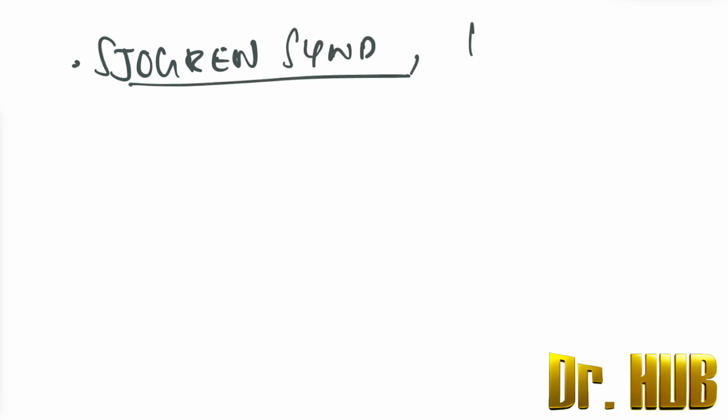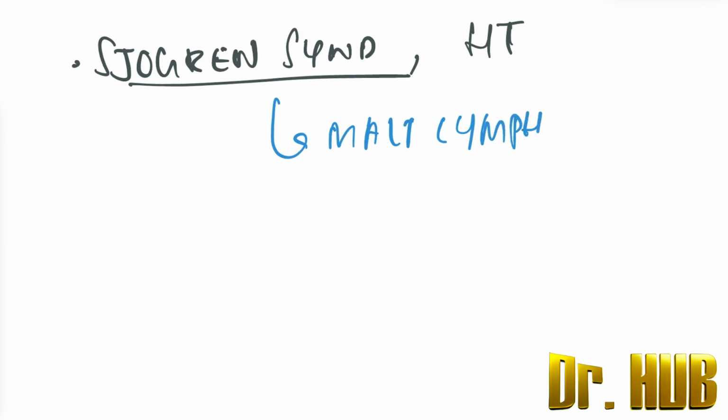The next condition we are going to see is Sjogren syndrome or Hashimoto thyroiditis. Hashimoto thyroiditis is HT. So here in Sjogren syndrome and Hashimoto thyroiditis, what is the cancer involved? The cancer involved is MALT lymphoma.